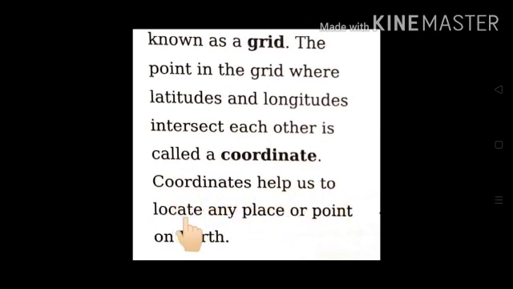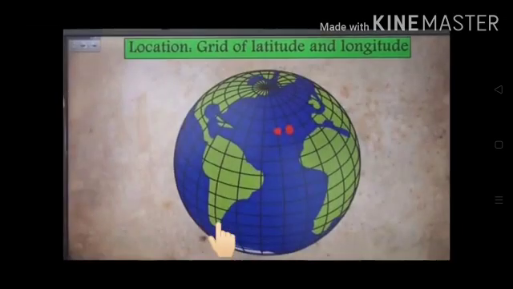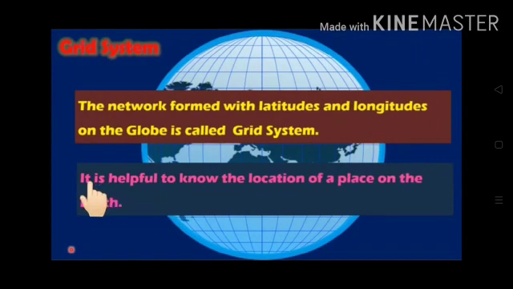Coordinates help us to locate any place or point on the earth children. This point helps us to locate any place. Grid. It is helpful to know the location of a place on the earth. This grid, children, defines location on the earth's surface. Yes, children. Let us understand this with the help of the map given above.